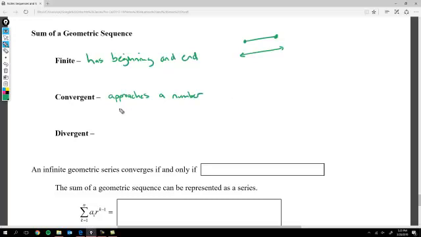Or in other words, it means that the problem has a solution. As opposed to that, divergent implies that my sequence or series increases or decreases without bound. So what I mean by that is it increases in size or scope or whatever we want to call it. It increases forever. It never stops increasing.